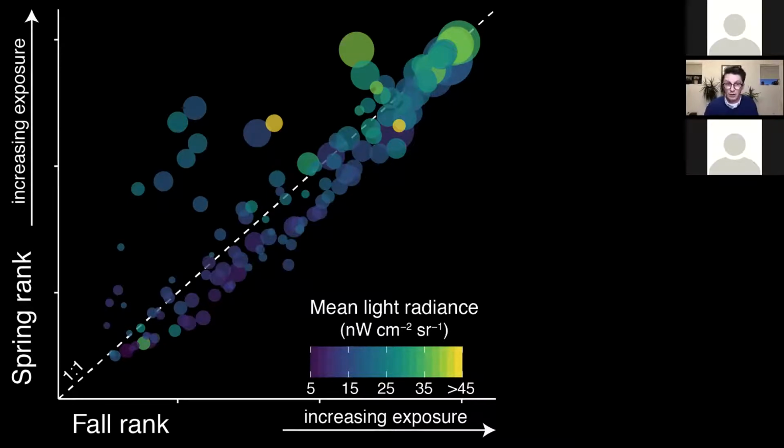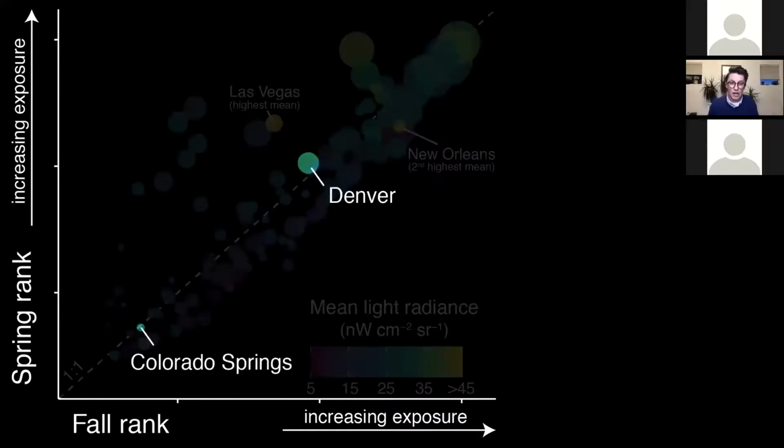And then the color of the dots is scaled to the brightness of that city, sort of a relative color scale here. So the brightest city in the lower 48, probably to no surprise, given what I just mentioned, is Las Vegas. The second brightest city here is New Orleans. And then we can also look at a couple of cities from Colorado. So this is where Denver and Colorado Springs rank here.